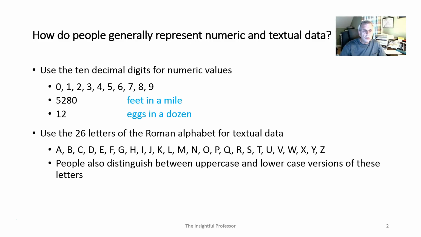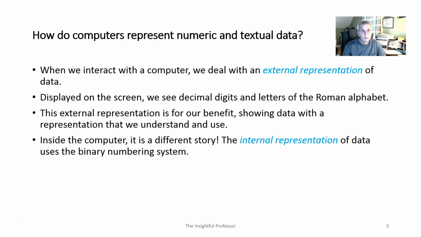We typically use the 26 letters of the Roman alphabet for dealing with textual data. So we have A, B, C, all the way up to Z. Now, we also make a distinction when working with the characters of the textual data between uppercase and lowercase. So we're going to have to take that into account when we discuss how the computer is going to deal with representing textual data. So a question comes up then.